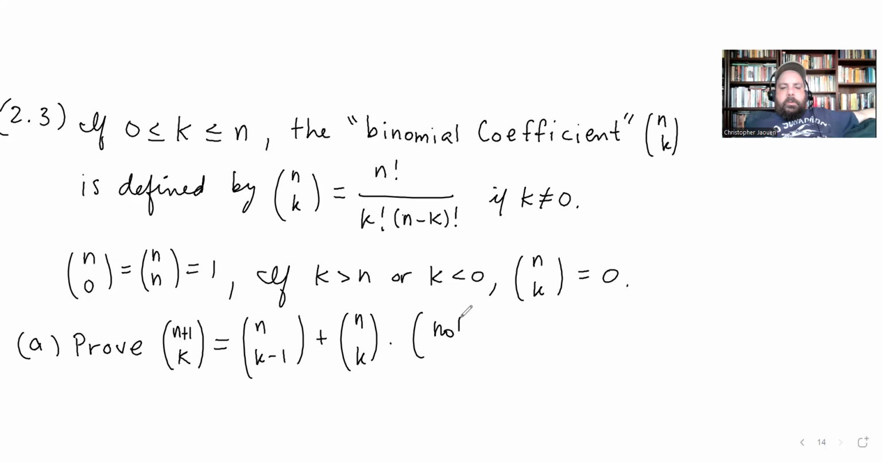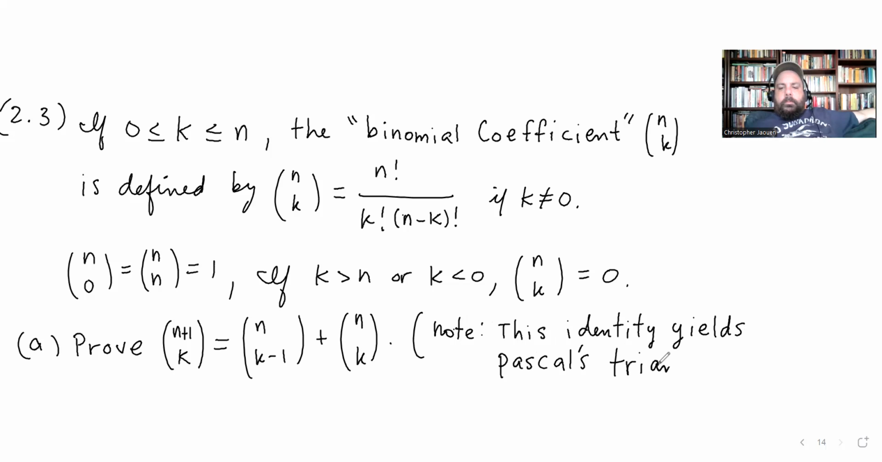So I'll just make a note about that. Note: this identity yields Pascal's triangle. All right, so let's go to the next page and prove this, which we'll do just by using the definition. So proof.